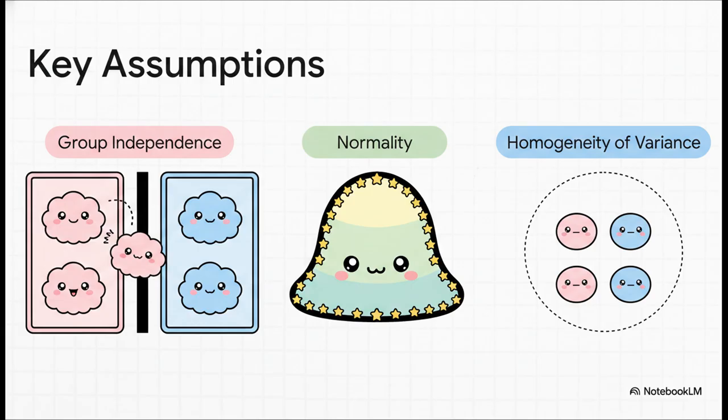Simple. Second is normality. This just means that for both groups, the data on weight loss should kind of look like that classic bell curve. And third, homogeneity of variance. I know, it's a mouthful, but it's just a fancy way of saying that the data in both groups should be spread out in a similar way.